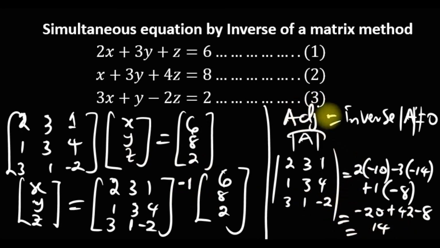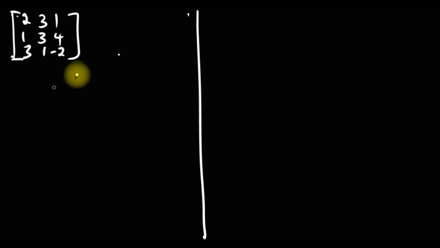So the next thing is to get the adjoint, and for us to get the adjoint we need to find the cofactor matrix. So let's get the cofactor and transpose it. The transpose is the adjoint. Meanwhile, before we solve for the cofactor, we need to get the minors. So let's find the minors of this matrix.